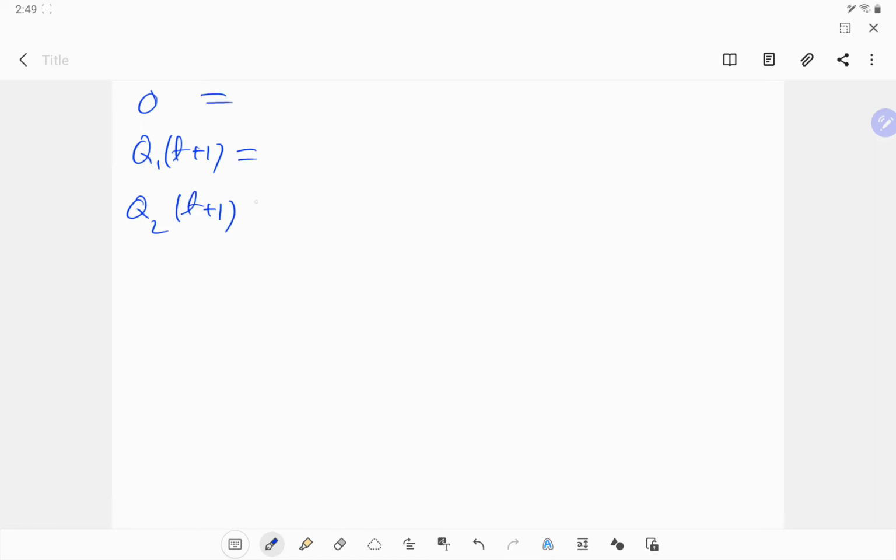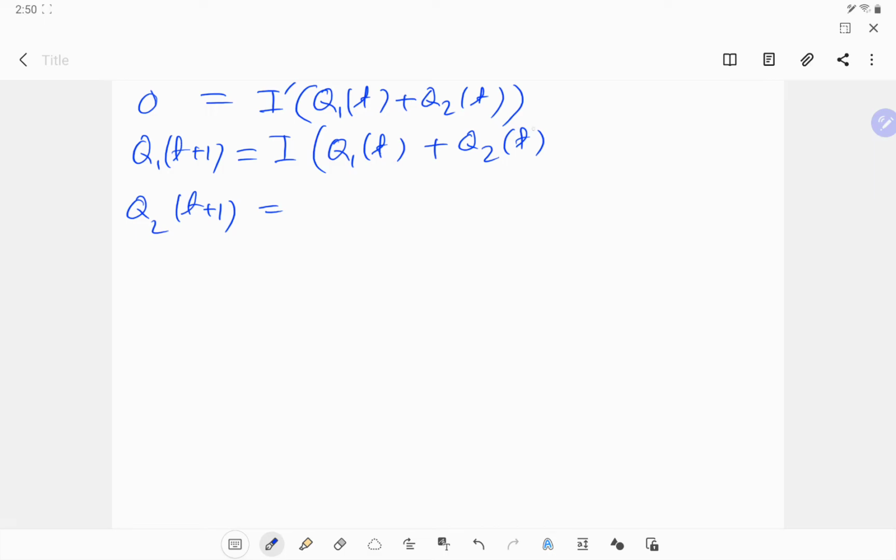These are the 3 equations. For O, we'll get I prime, Q1t plus Q2t. I'm not showing them; these are easier to find by using the K-map. For Q1t plus 1, we have I, Q1t plus Q2t. For Q2t plus 1, we have I, Q1t prime.